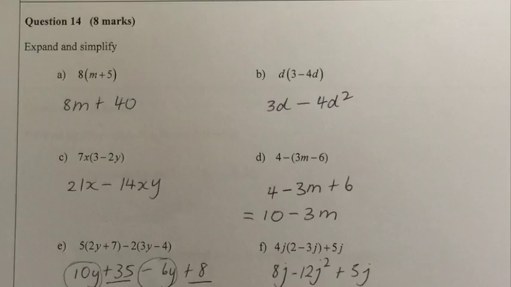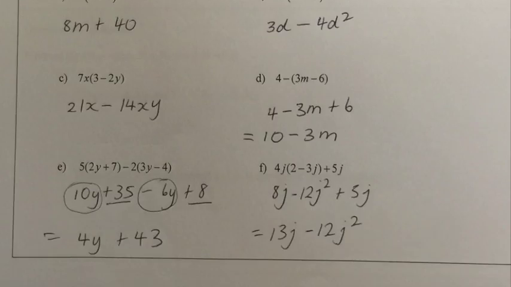C, 7x, brackets 3 minus 2y, close brackets. So again, we're going to multiply both sides by 7x. So 7x times 3 equals 21x, and then 7x times minus 2y equals minus 14xy. D, 4 minus bracket 3m minus 6, close brackets, which equals 4 minus 3m, and then we've got our negative 1 times negative 6. So two negatives multiplied together come out as a positive, so that's plus 6. So we can put the 4 and the 6 together, which equals 10. So our expression finishes as 10 minus 3m.